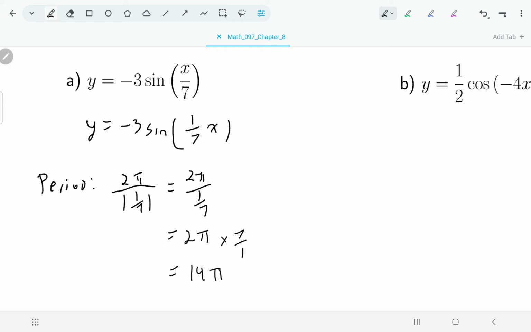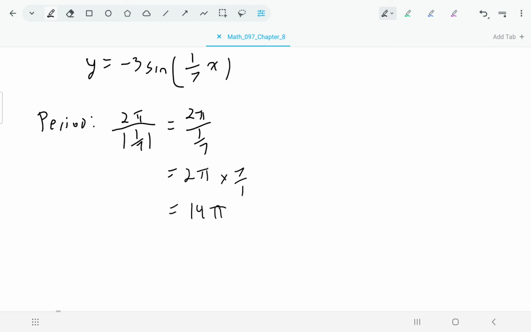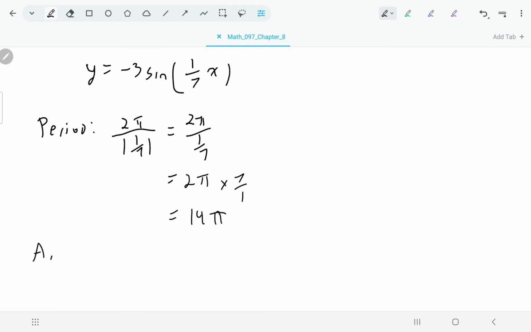It takes 14 pi units to do one full cycle, so it is stretched out by a factor of 7. It's 7 times wider than the original sine graph. For the amplitude, the number in front of our function is -3, so the amplitude is the absolute value of -3, which is just 3. So from the middle to the top or the middle to the bottom of this graph, it would have a distance of 3 units.